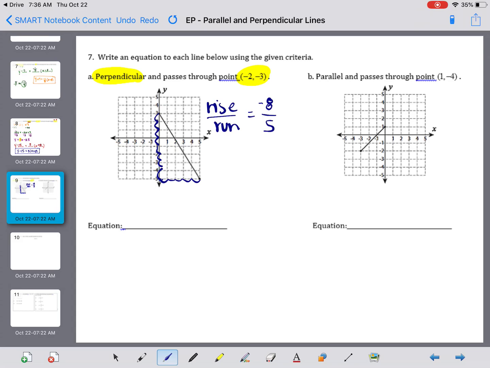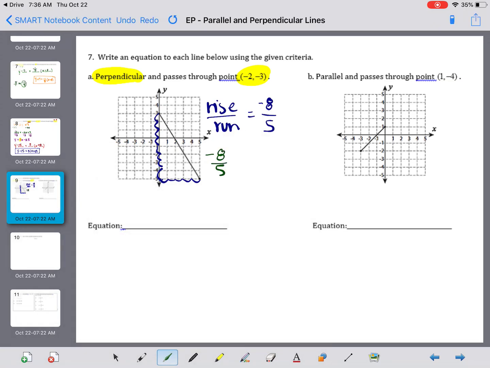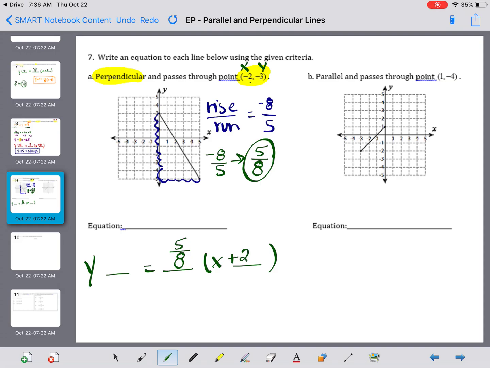So to find the slope of our new line, we have to find the opposite reciprocal of negative 8/5. So when you find the opposite reciprocal, because perpendicular lines have opposite reciprocal slopes, flip the fraction. So 8 over 5 is going to become 5 over 8. Our original slope is negative, so our new slope is going to be positive. So we write our equation. I'm going to write a little bit bigger. You can see it better. The slope goes here in front of the parentheses, and then you plug in the point. Negative 2 goes here, but change the sign. Negative 3 goes here, change the sign. So there's our equation. It's y plus 3 equals 5/8 times x plus 2.